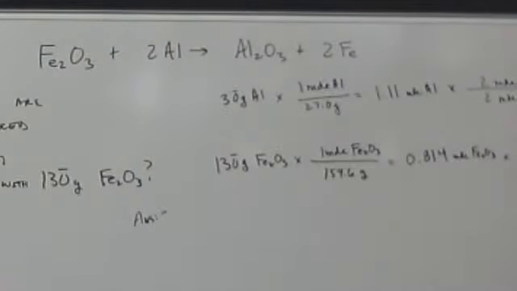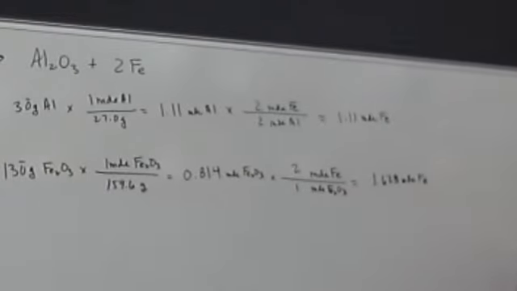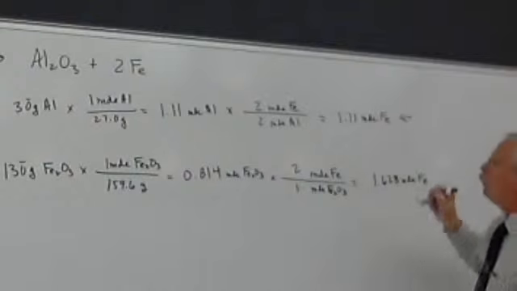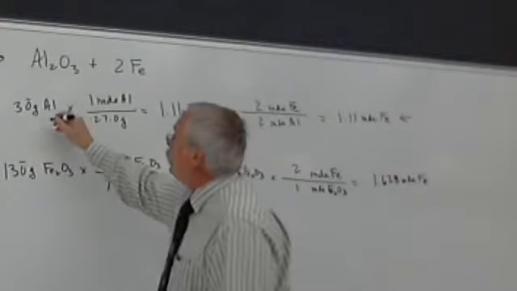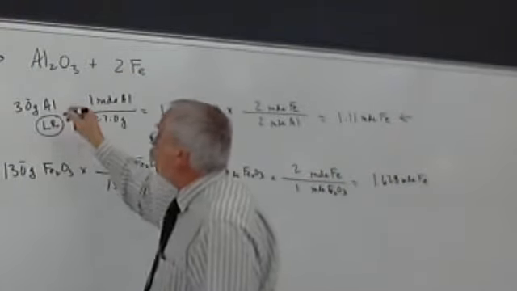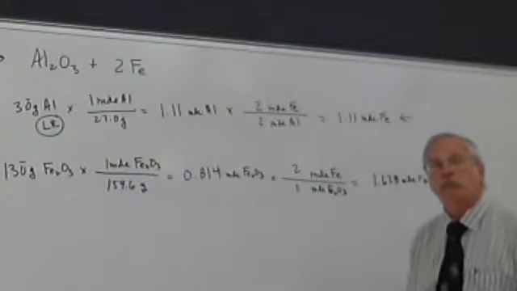So this tells me I can make 1.628 moles of iron. Now in truth, I can't make both of these, so I'm not going to add them together. I can only make one or the other, and the theory is I can only make the smaller amount. So that must be this one here. That means aluminum was my limiting reagent. It's the one that's going to run out.